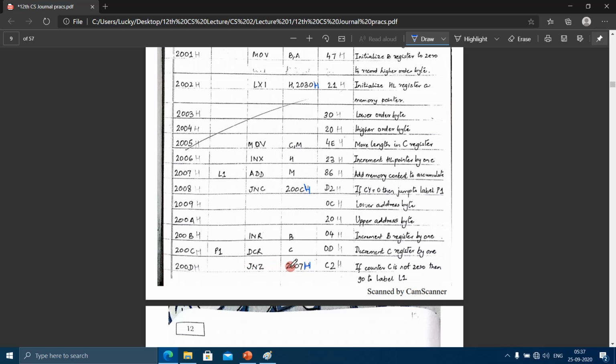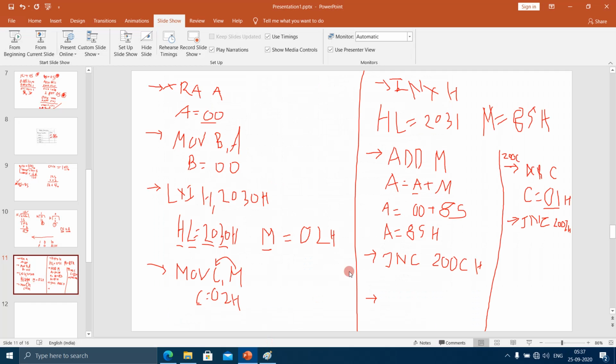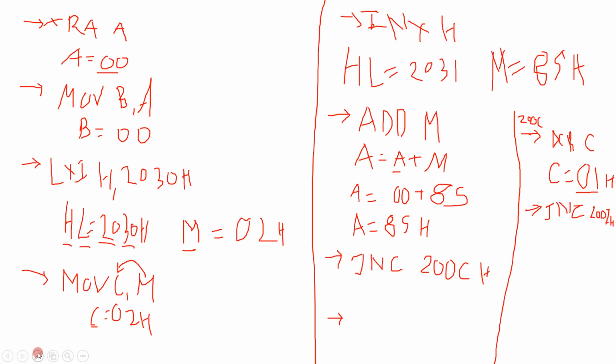It will jump to location 2007. What is there at location 2007? ADD M. 2007 is here. So it will be back here again for adding 85 the next time. So again, ADD M means A is equal to A plus M.